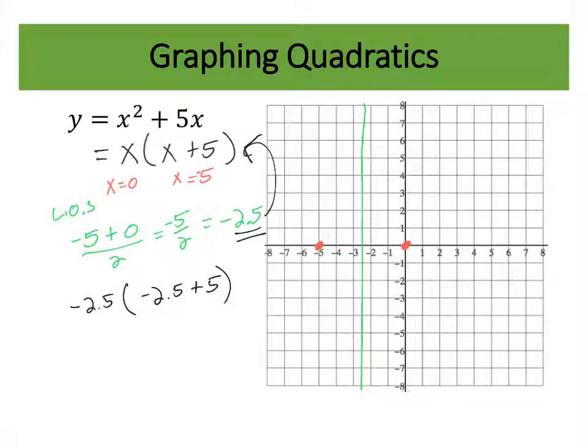And I can't do this in my head, so I'm going to grab a quick calculator. 2.5 times 2.5, so I guess I can do that in my head, but I'm not going to even risk it. So 2.5 times negative 2.5 is negative 6.25. And that's going to be on the line of symmetry.